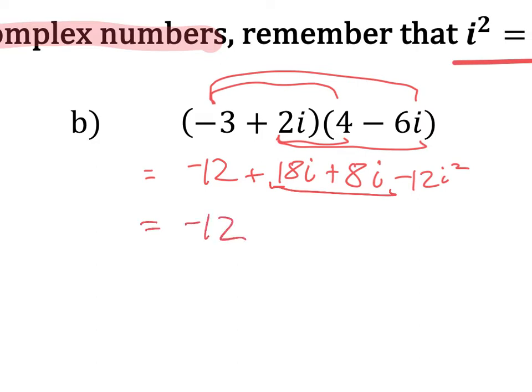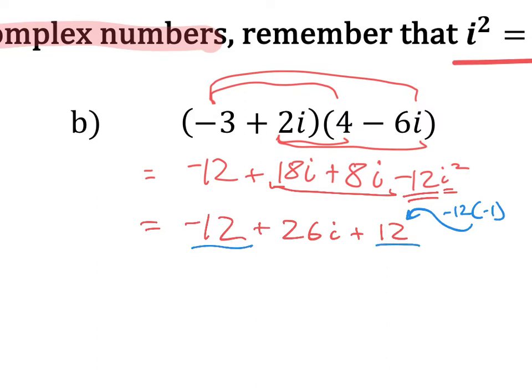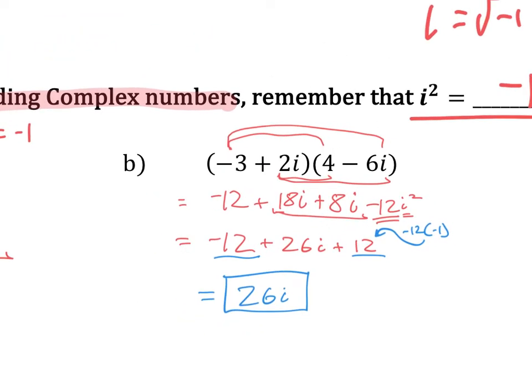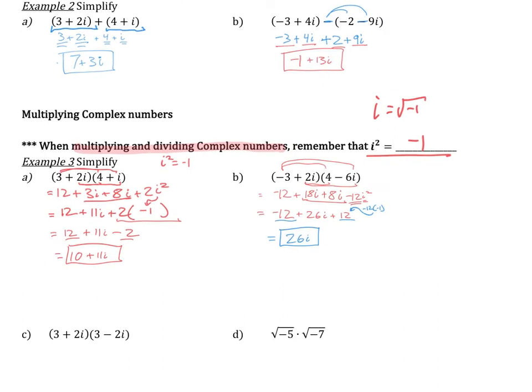Negative 12, and this will be 26i. Since this i squared is negative 1, we have negative 12 times negative 1. That's going to be a positive 12. Okay, so we did negative 12 times negative 1, and that becomes this positive 12. And then, oh, look what happens. We've got negative 12 and positive 12. That goes away. So we end up with a purely imaginary answer. So it's a complex number, but it just has an imaginary part. All right?